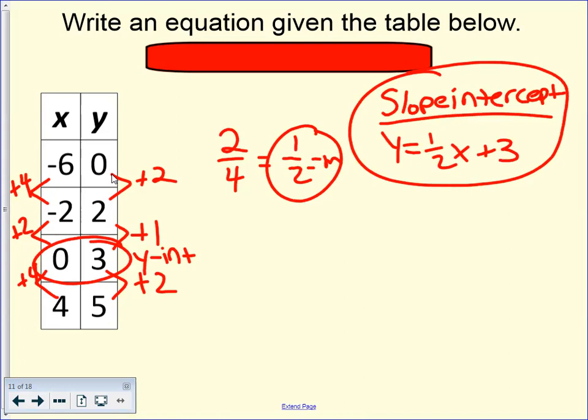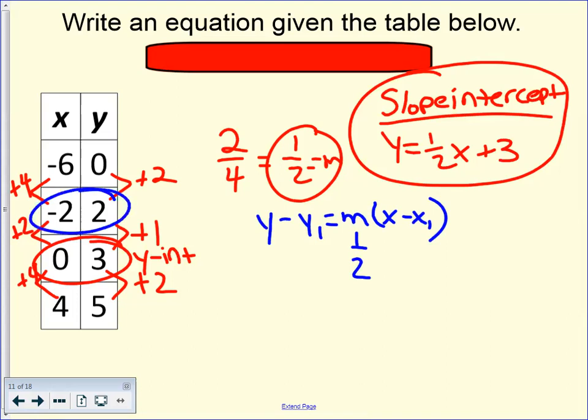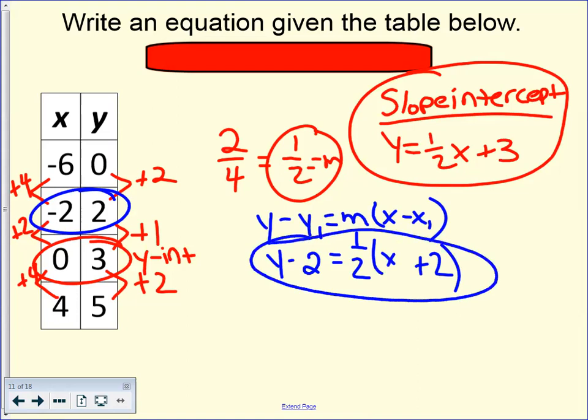But if they told me to write it in point slope, I would have to pick one of those coordinates and put it into my formula. My slope is 1/2. I'm going to use (-2, 2). My x is negative, so I'm going to make it a positive in my equation. My y is positive, so I'm going to make it a negative here in my equation. And then write everything else that I need. And that's my answer. You could have used (-6, 0), (0, 3), or (4, 5) in point slope. It didn't matter which of the four, as long as you put everything in correctly.